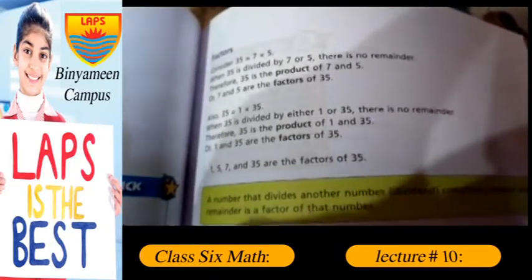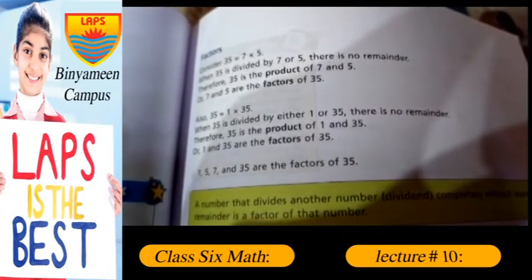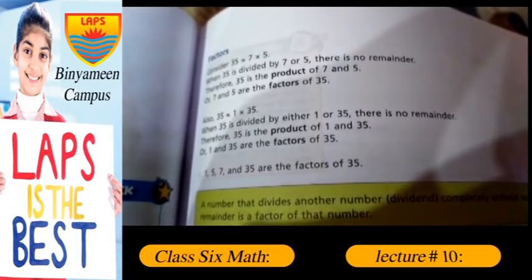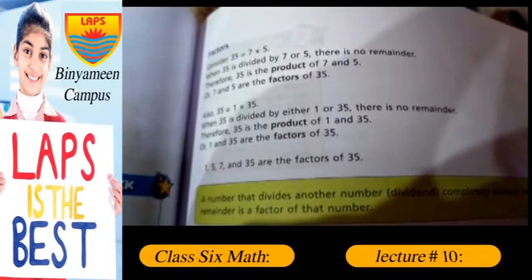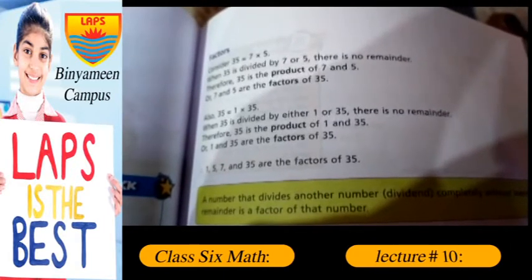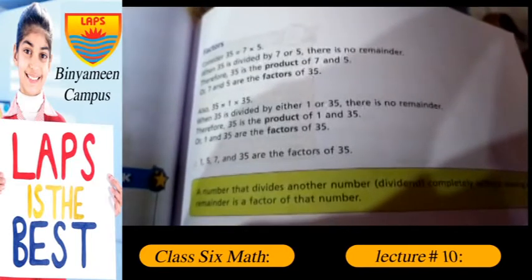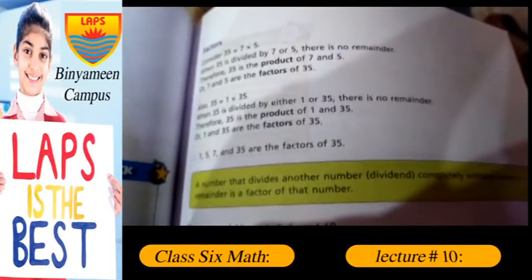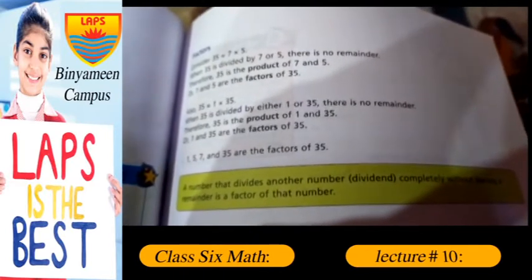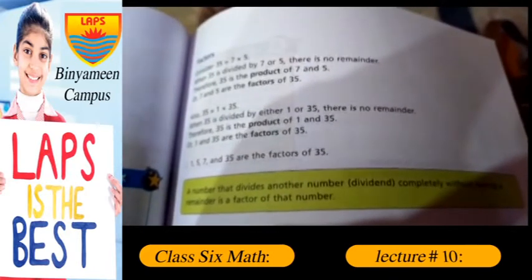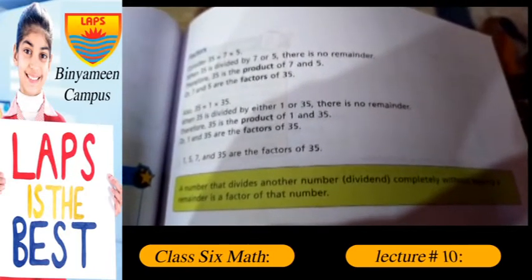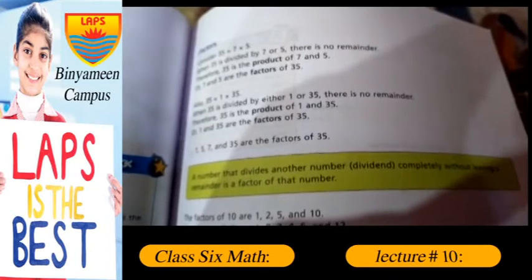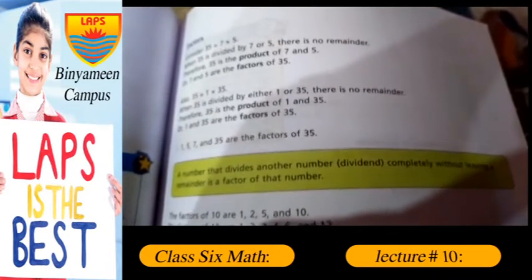Consider 35. When 35 is divided by 7 or 5, there is no remainder. Therefore, 35 is a product of 7 and 5, or 7 and 5 are the factors of 35. 35 is also a product of 1 and 35. When 35 is divided by either 1 or 35, there is no remainder. Therefore, 1 and 35 are the factors of 35. So 1, 5, 7 and 35 are the factors of 35.